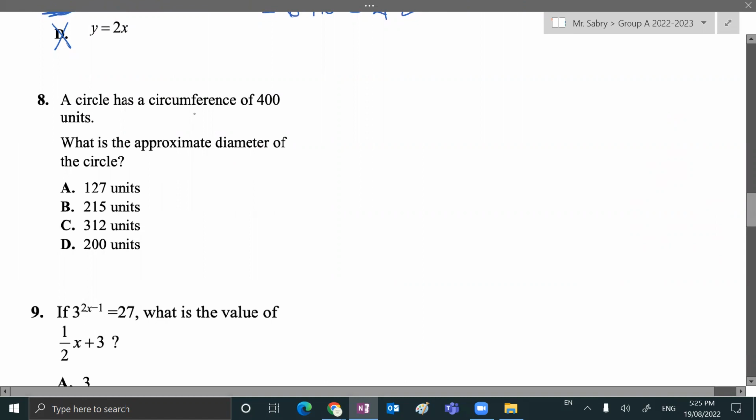A circle has a circumference of 400 units. Once I read circumference, what do I know about the circumference? I know that it is 2 pi r. So if the 2 pi r is equal to 400, as it tells me the circumference is 400, what is the approximate diameter of the circle? What is the diameter? The diameter is mainly 2r, 2 radius.